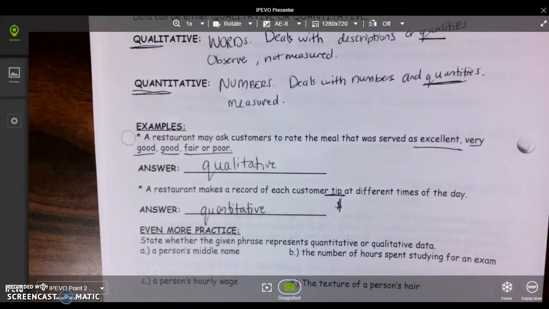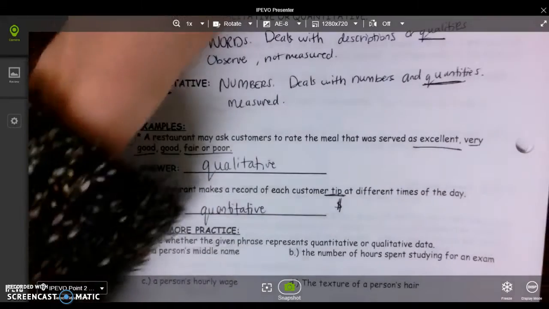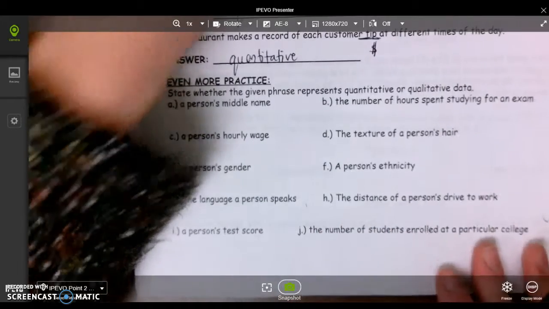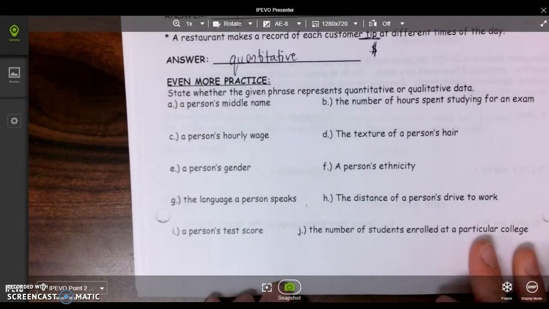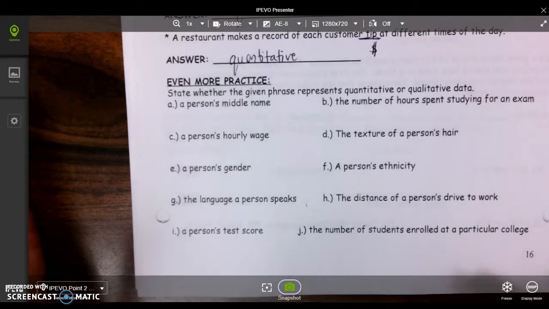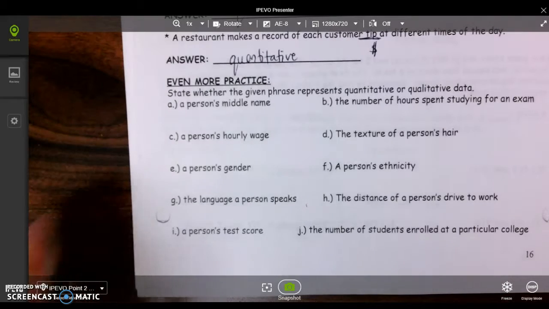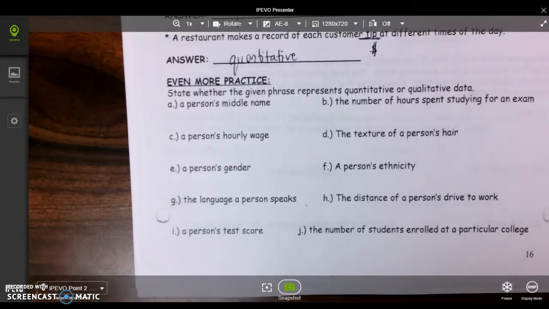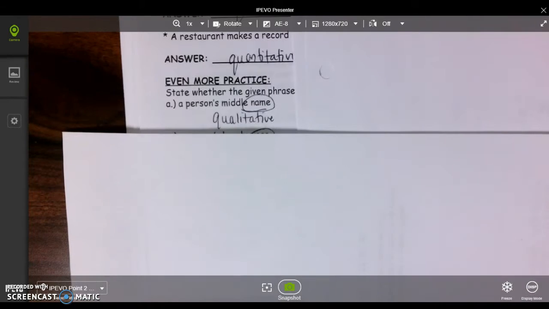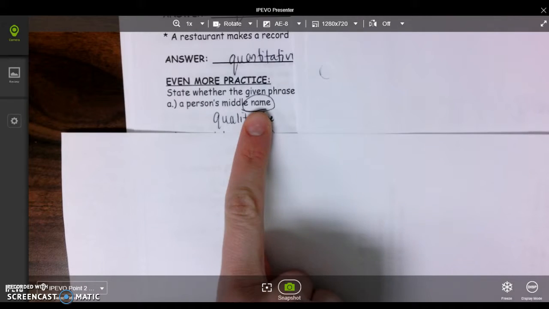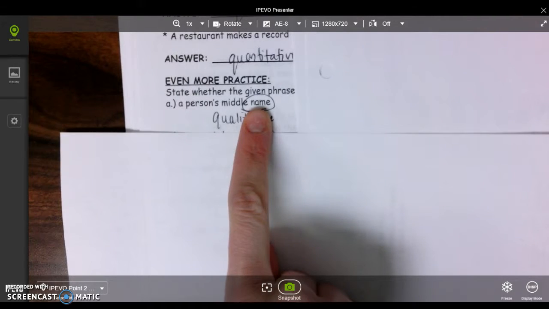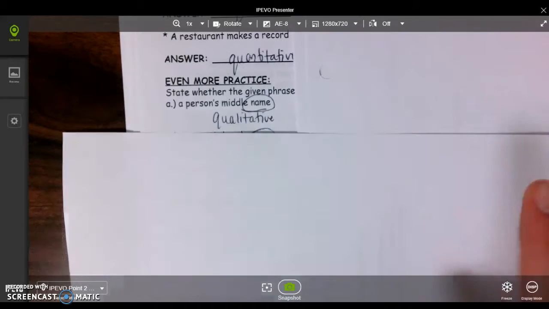We're talking numbers. So what I'm going to have you do right now, and you can do this by yourself or with a partner, whichever you choose, you're going to go ahead right now, read A through J, and determine if it is quantitative or qualitative. Remember, quantitative is in terms of numbers. Qualitative would be in terms of words. Example A should be a qualitative example because you're talking about someone's name. That's words, not numbers. Therefore, it's qualitative.